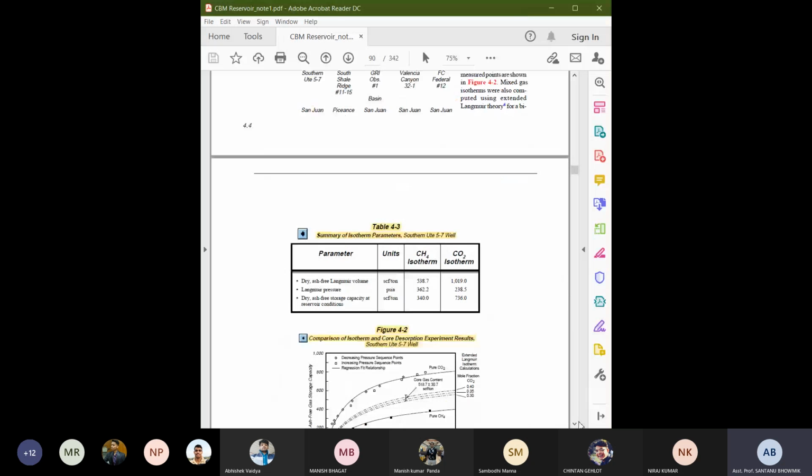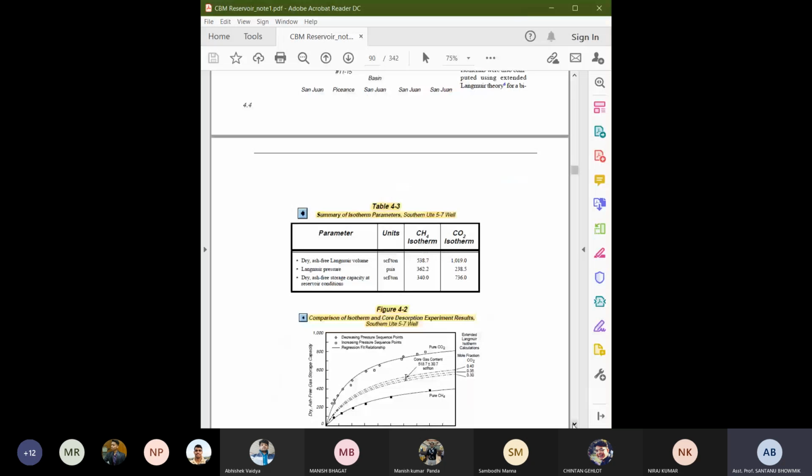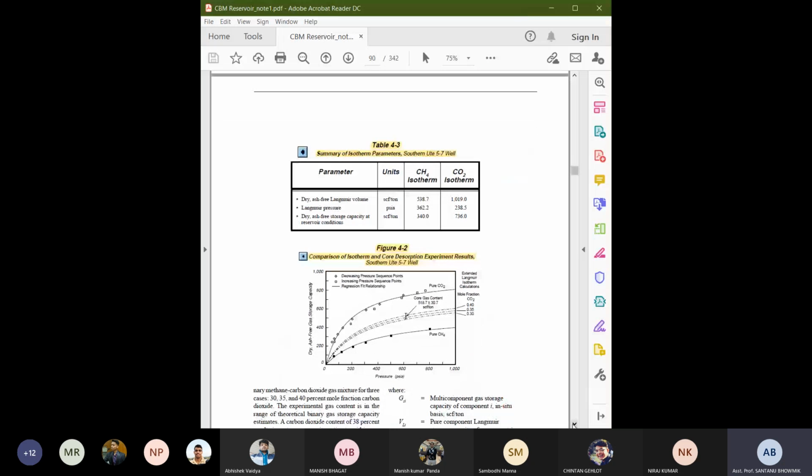To give you an example, let us observe one graph. Please observe this table and the graph. They have taken it from some data. You can see table 4.3. It is going to give you the isotherm parameters for methane and carbon dioxide. You can see their Langmuir volume on the dry ash-free basis, the Langmuir pressure from the experiment, and the dry ash-free storage capacity at the reservoir pressure condition, which they have calculated and given here.